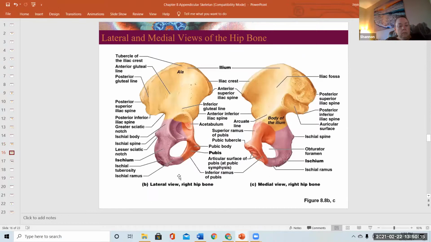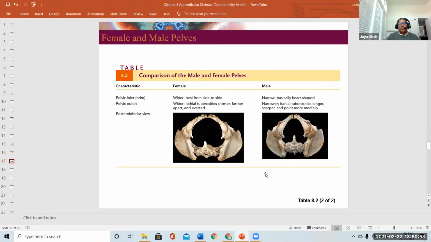As I said earlier, this is the lateral and medial view of one of the hip bones. You see here, this is the ilium. In the ilium, you have the iliac crest, iliac fossa, and some part of the, what is this called? Acetabulum. And there is the ischium and pubis here. And this is the medial view.